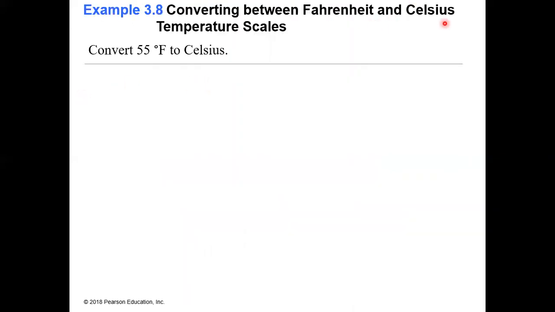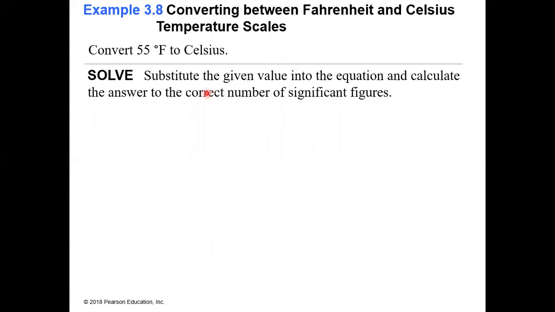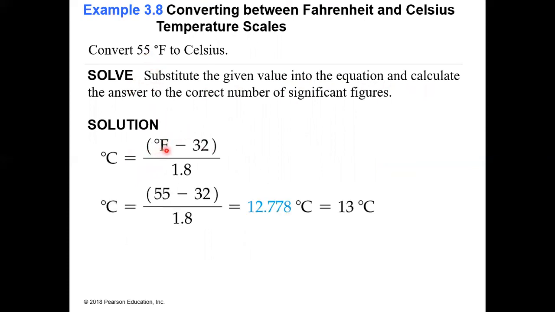Converting between Fahrenheit and Celsius temperatures. Say you want to convert 55 Fahrenheit to Celsius. You substitute the given value into the equation and calculate the answer to the correct number of significant figures. If you have Fahrenheit 55, you simply substitute into this equation and then do a subtraction and a division. Using a calculator, you get more digits, but you keep track of the significant figures. Your final answer will be 13.